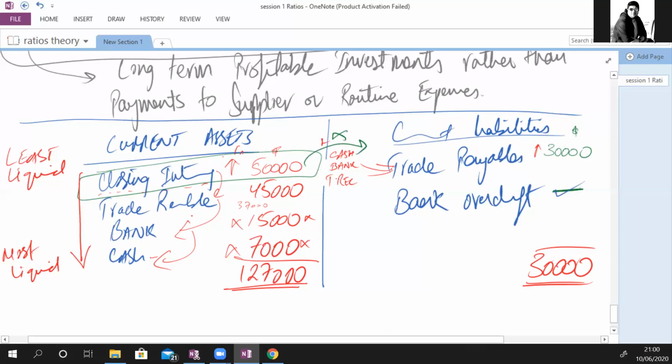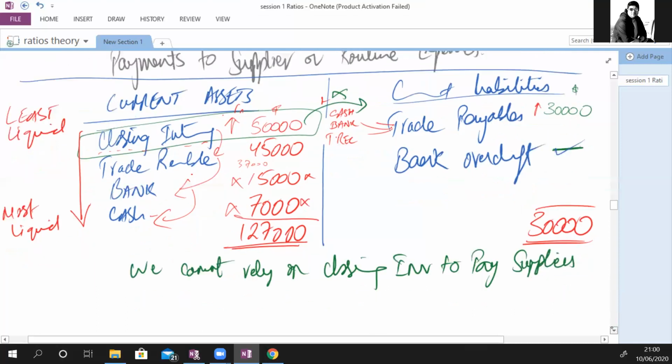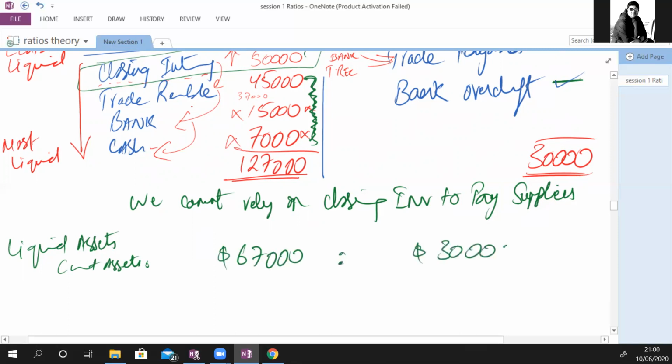नो, वी कैन नॉट रिलाई ऑन क्लोजिंग इन्वेंट्री टू पे सप्लायर्स। सो ठीक है जी, how much liquid assets do we have? These three will be my liquid assets. So मेरे पास liquid assets, current assets की बात कर रहा हूँ मैं. Liquid assets would be 45 plus 50, 60, 67,000 against the liability of 30,000. Easy peasy, easily the business can repay their suppliers.